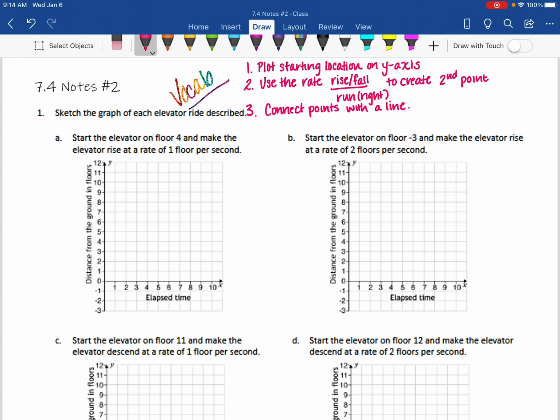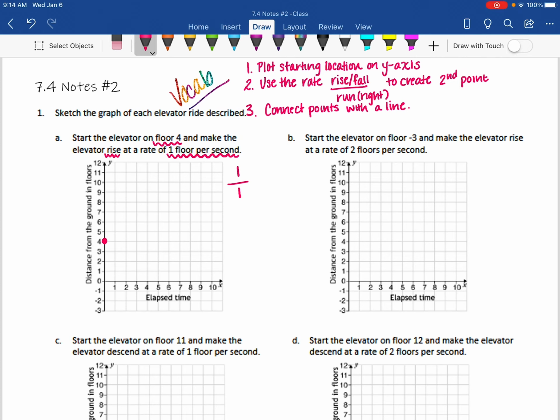We're starting on floor 4, so we're going to plot 4 on the y-axis. And then our elevator is rising 1 floor per second. So our rate is 1, and 1 is a whole number. Whenever you have a whole number, the denominator is 1.